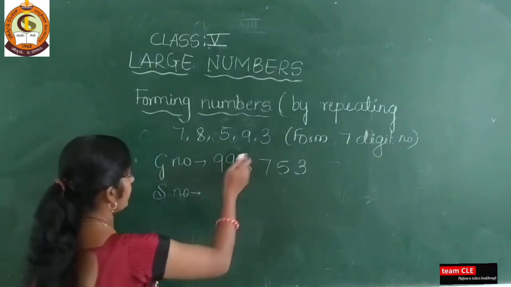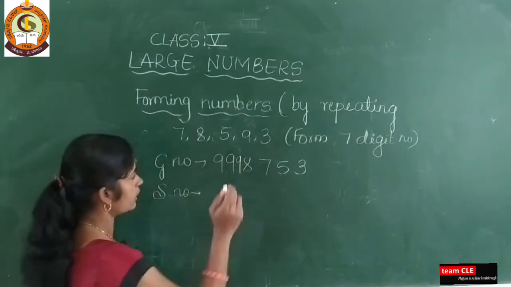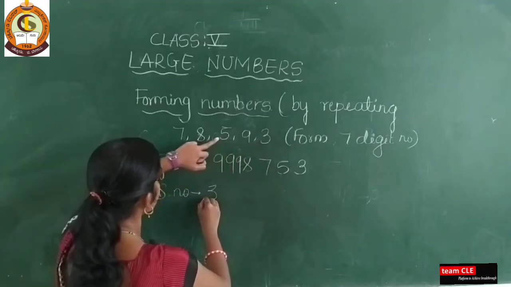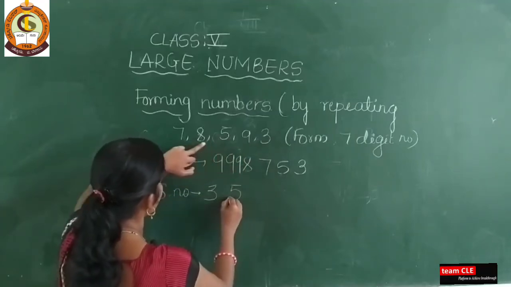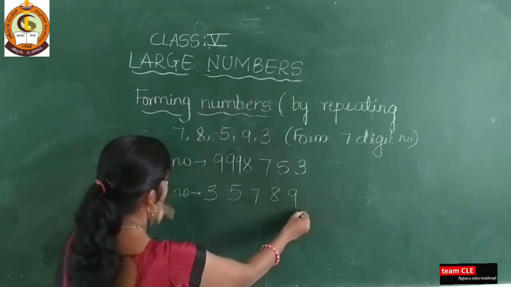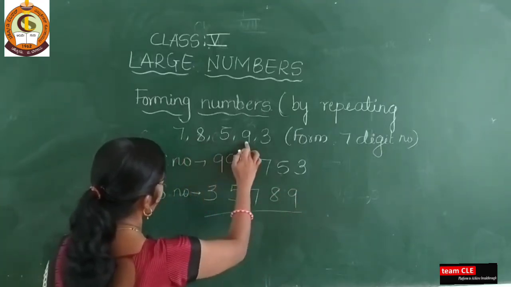Next, for the smallest number, you write smaller to bigger. So which one is small here? 3. Next what is there here? 5. Next what is there here? 7. Next 8. Next 9. So here 1, 2, 3, 4, 5.